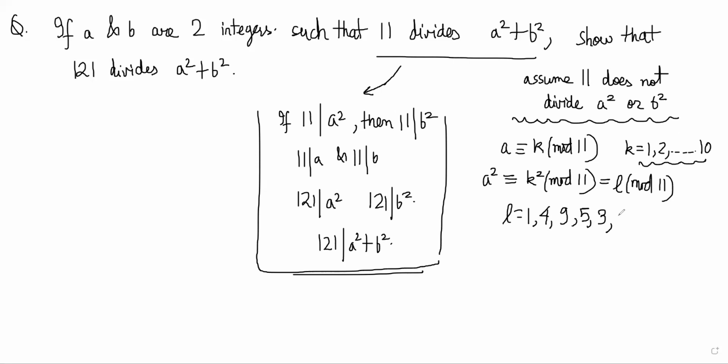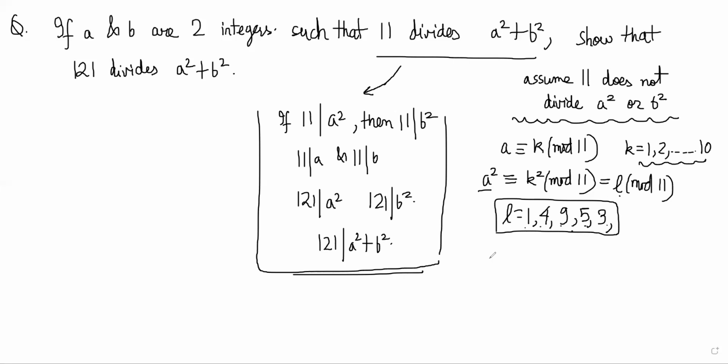And 7 square is 49, which is 5, which is already there. 8 square is 64, which is 9. And 9 square is 81, which is 4. And 10 square is 100, which is 1, right? So L can be this. So A square is coming out to be 1, 4, 9, 5, 3, right?